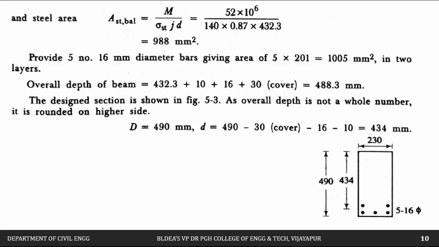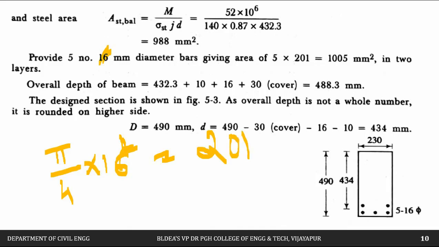Now how many bars have to be provided? That has to be calculated. So what I will do, I will take 16 mm dia for example. So what will be the area of one bar? We can calculate, that is area of one bar, that will be equal to pi divided by 4 into d square, that is pi by 4 into 16 square. So you will get the answer as 201 mm square.